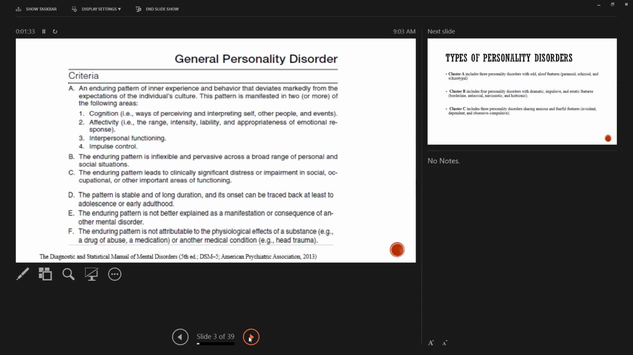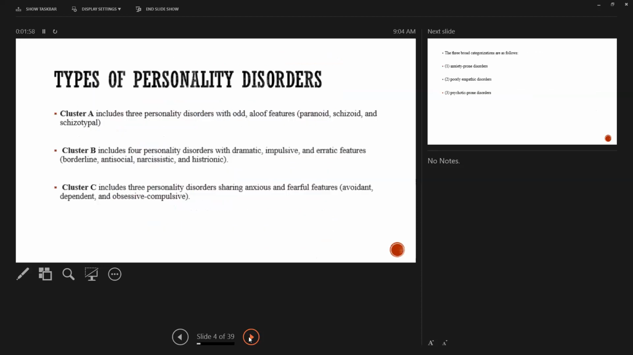Now, this is the diagnostic criteria as it is given in DSM-5. Along with this, we should remember that the enduring pattern should not be better explained as a manifestation or consequence of another mental disorder, and it should not be attributable to the physiological effects of a substance or any other medical condition.